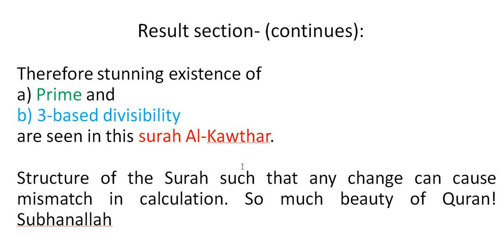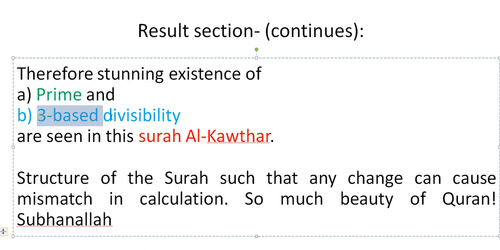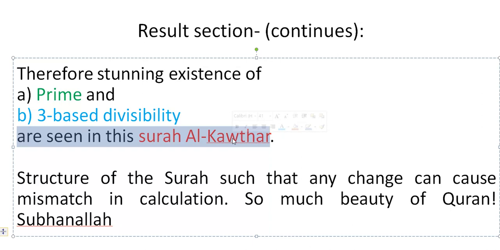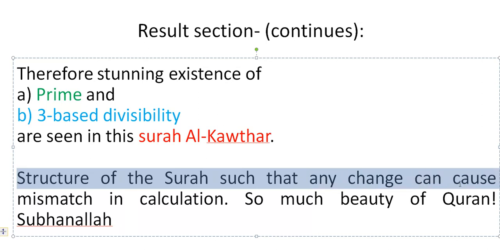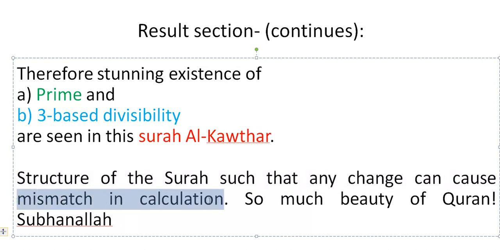So in a nutshell, it can be said that a stunning existence of primes and three-way divisibility are seen in this Surah Al Kawthar. And the structure of the surah is such that any change can cause a mismatch in calculation. So much beauty in the Quran.